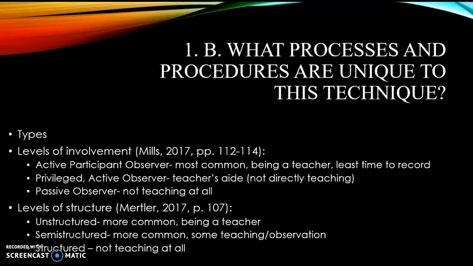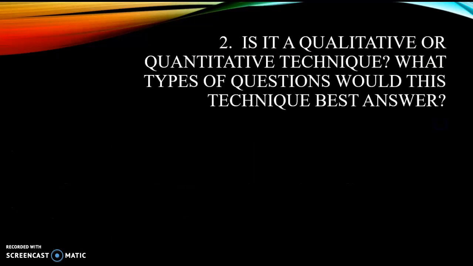Each of the primary authors, Mills and Mertler, had different ways of categorizing the types of observation, but they're pretty similar. On one end, you have being passive or being structured, which means that you are purely observing and not teaching. At the other end of the spectrum, you're an active participant, or it's an unstructured observation, which is the most common, where you're just teaching and observing what's going on here and there and recording it, and then you have what's in between that.